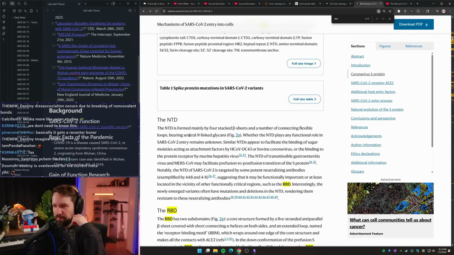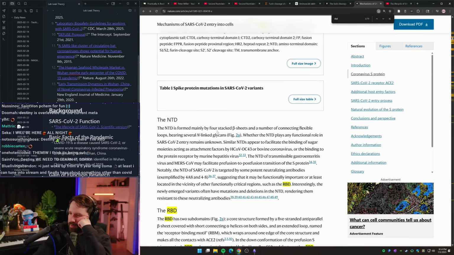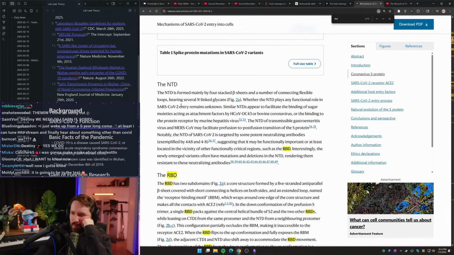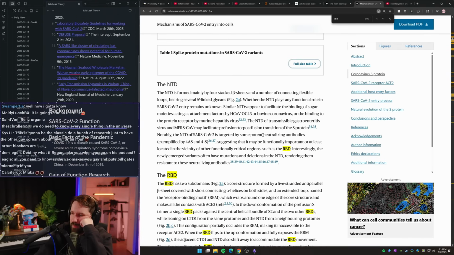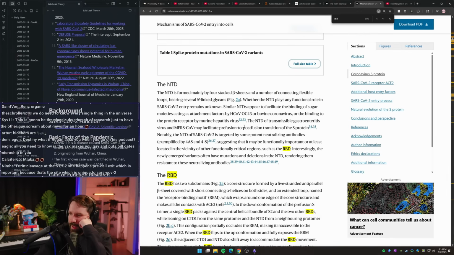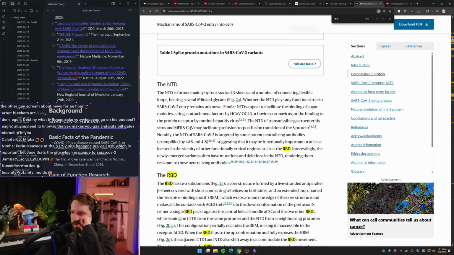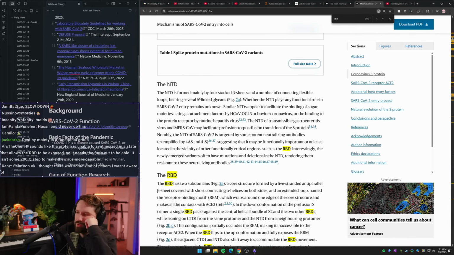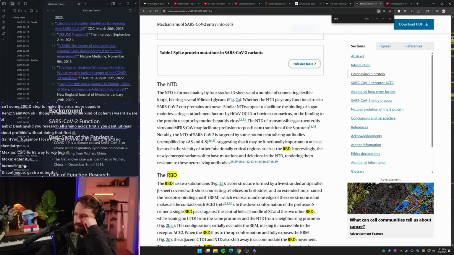The NTD is formed mainly by 4 stacked beta sheets and a number of connecting flexible loops bearing several N-linked glycans. Whether the NTD plays any functional role in the SARS-CoV-2 entry remains unknown. Similar entities appear to facilitate the binding of sugar moieties, acting as attachment factors. The NTD of transmissible gastroenteritis virus and MERS-CoV may facilitate prefusion to post-fusion transition of the S protein. Something that may be functionally important, or at least the RBD.